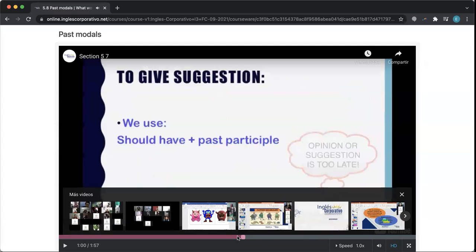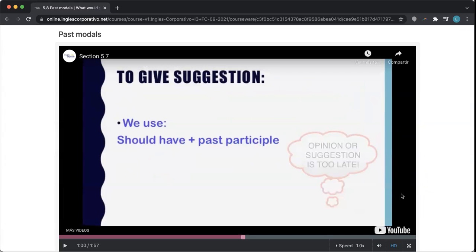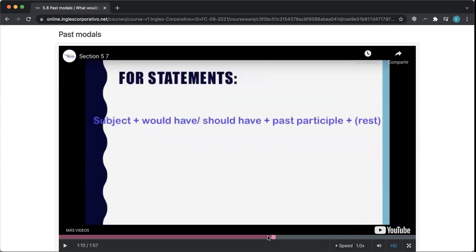Okay, let's take a look. The important thing is how we make it. First, to give suggestions, we use should have and the past participle. This is your opinion, your suggestion in the past. But no one can change the actions. Only you are thinking about your opinion or suggestions in the past. This is should have, okay?